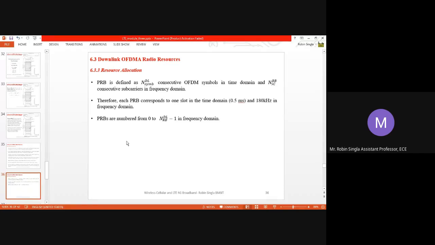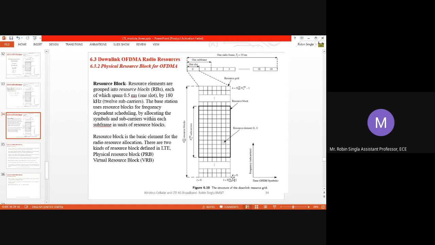PRBs are numbered from 0 to N_RB^DL minus 1, where N_RB^DL is the total number of resource blocks in the frequency domain. From this side, this is one block, and after this, the next block will come. So the total number of resource blocks is from 0 to N_RB^DL minus 1.